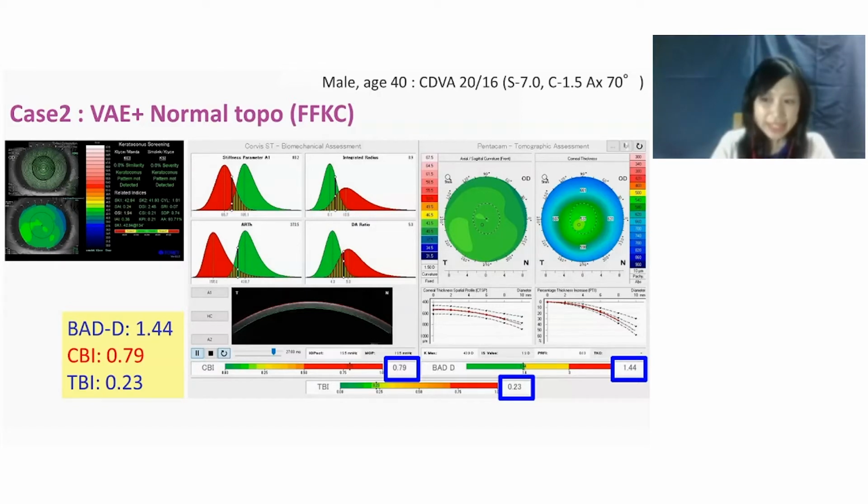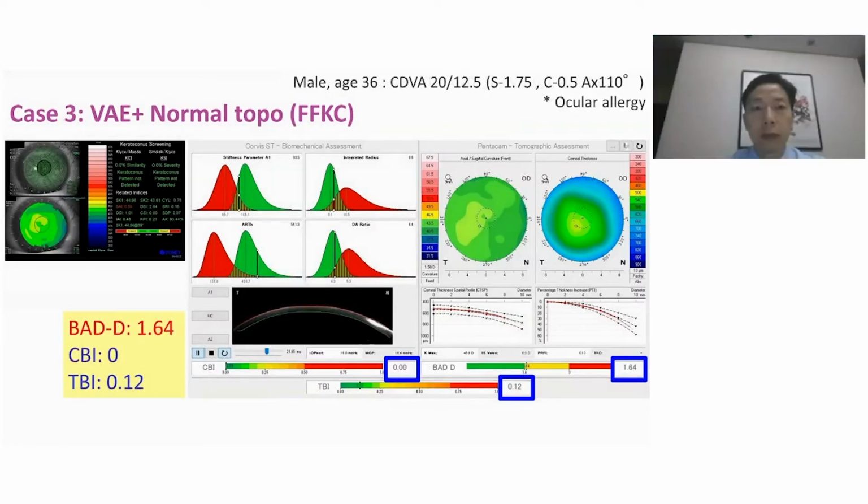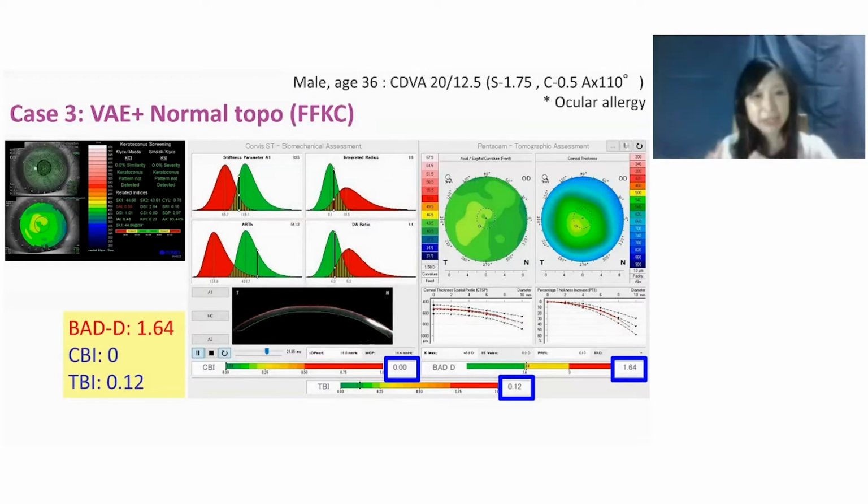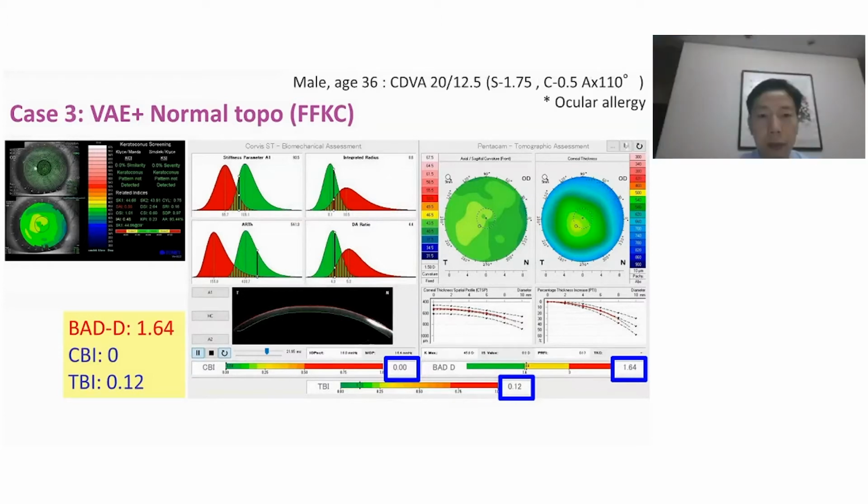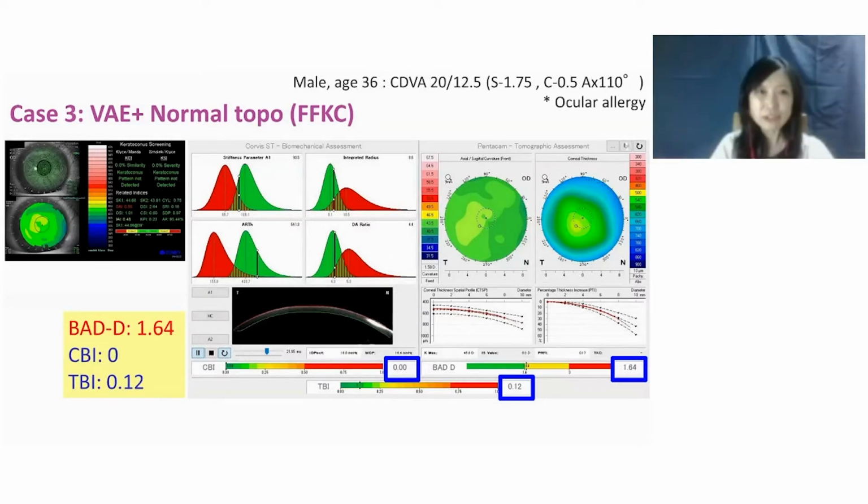But in this case, we can repeat the measurement next time. We have some patients where, when the patient comes to our clinic next time, the TBI is getting lower, and I think we just observe the patient, keep observation.